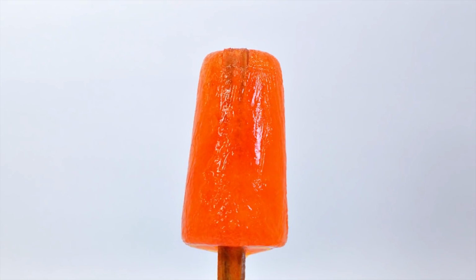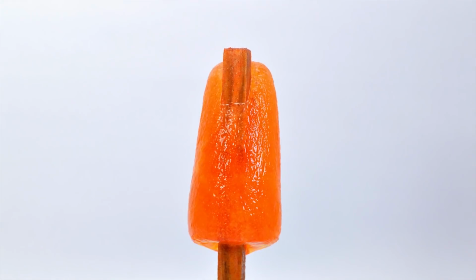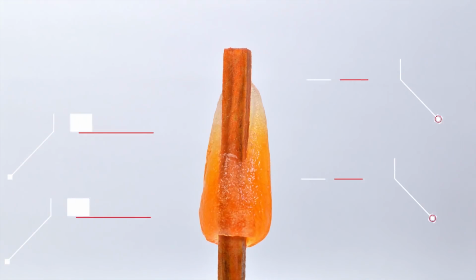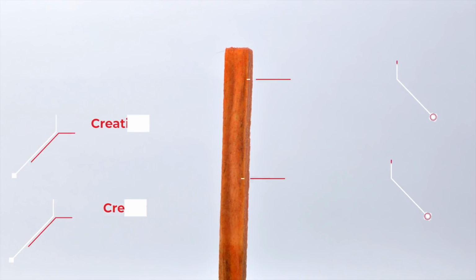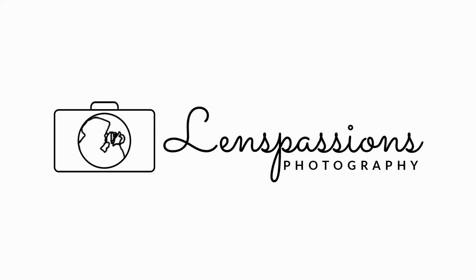What you need for the stop motion video: a shoot of multiple images, even in hundreds, editing, creating a sequence, adding captions, and creating the video. Let's watch.